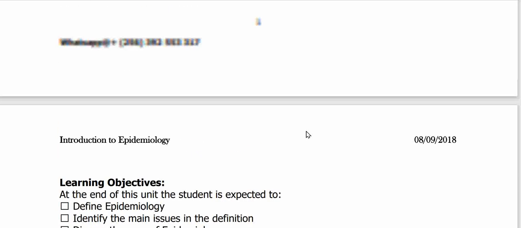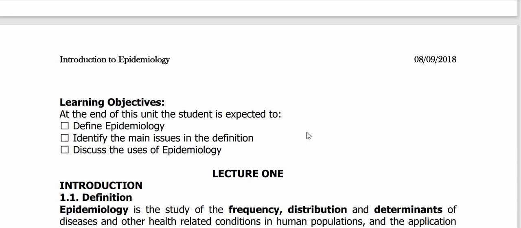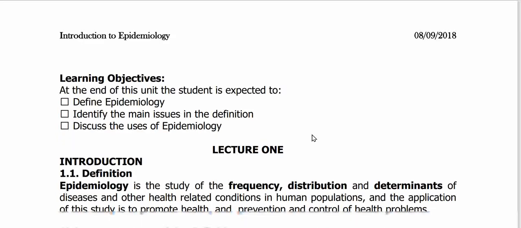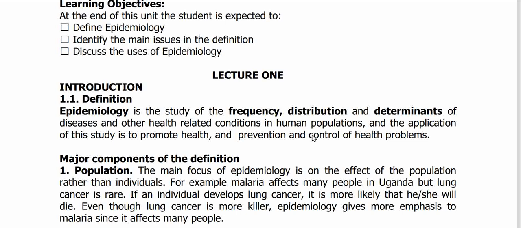So introduction to epidemiology. In our lesson one, we shall be first of all starting with the definitions of epidemiology and some other main issues to do with epidemiology's definitions, and we shall also discuss the uses of epidemiology in our first lecture or our first lesson. All right, so straight away, let's dive into epidemiology, and I hope you have a well framed mind to get into understanding diseases.